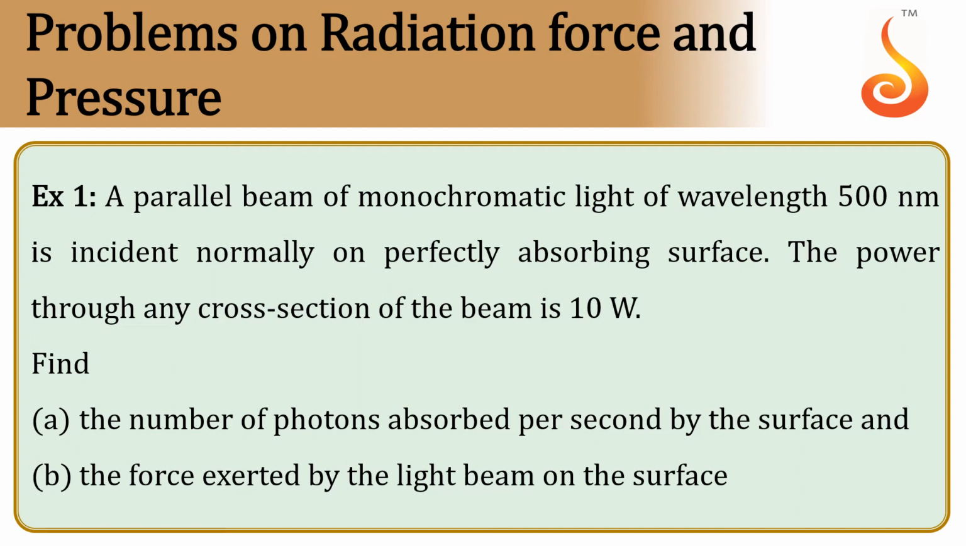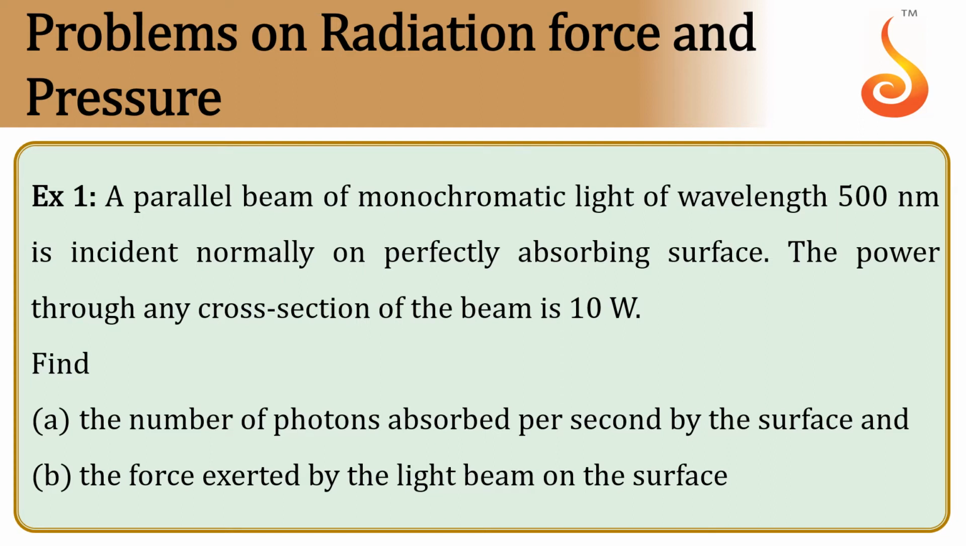Example 1. A parallel beam of monochromatic light of wavelength 500 nanometer is incident normally on a perfectly absorbing surface. The power through any cross section of the beam is 10 watt. Find option A, the number of photons absorbed per second by the surface, and option B, the force exerted by the light on the surface.